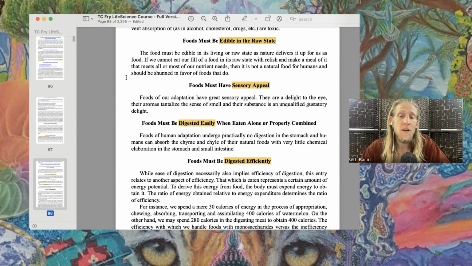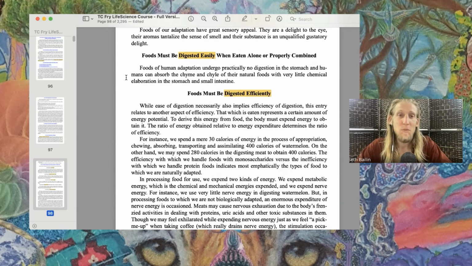I can pick up a non-food item and my body can sense that it's not food. Our fingertips and our eyes and nose are extremely powerful. I don't think we should forget that. Foods must be digested easily when eaten alone or properly combined.